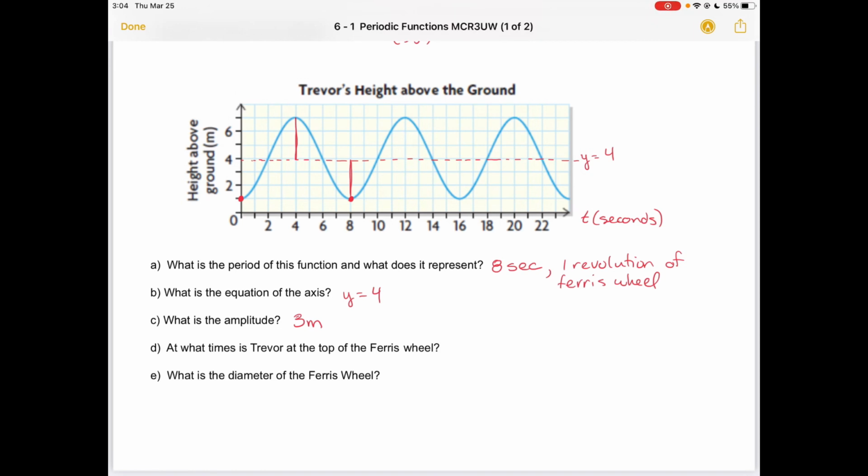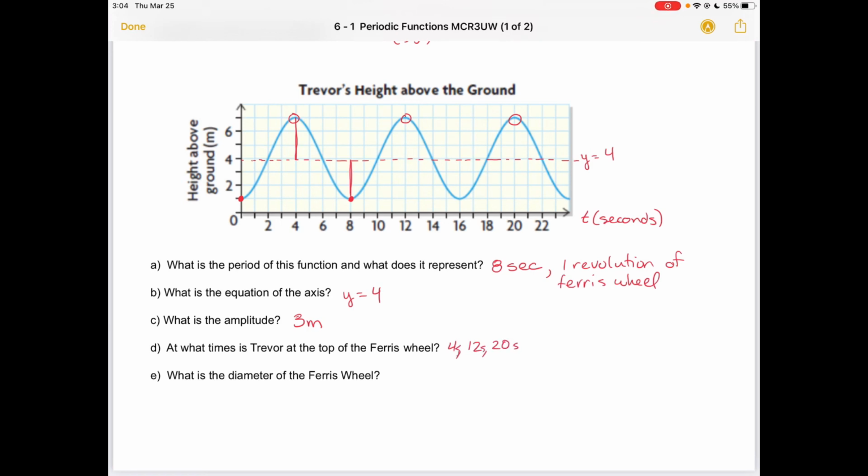Okay. The next thing that I'm going to identify is when is Trevor at the top of the Ferris wheel. So Trevor is at the top here, here, and here. So at 4, 12, and 20 seconds.